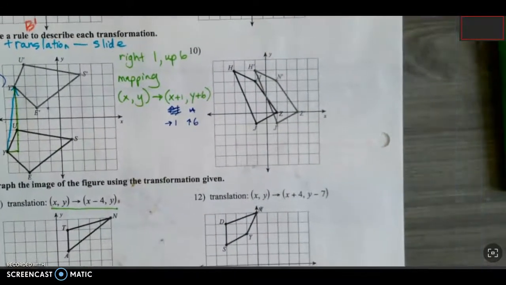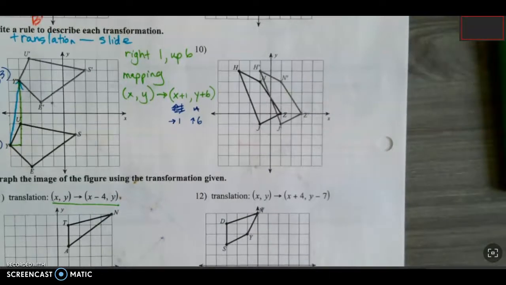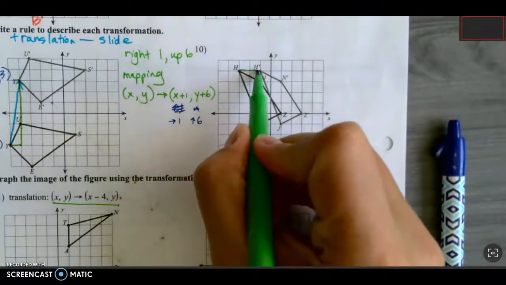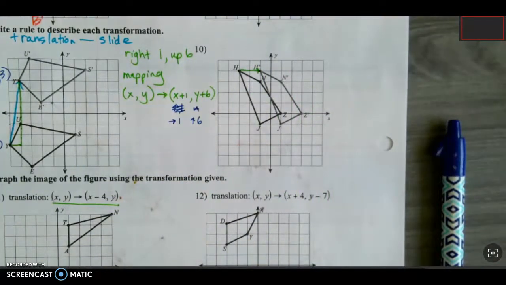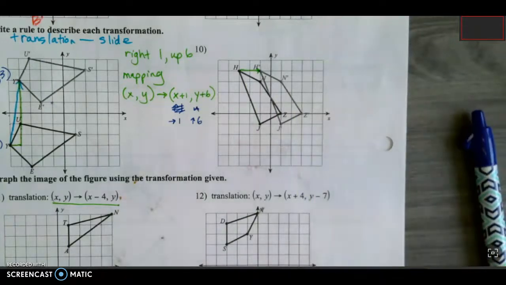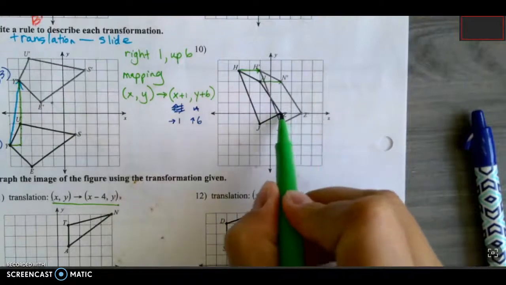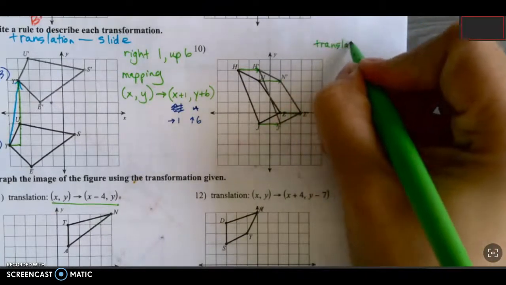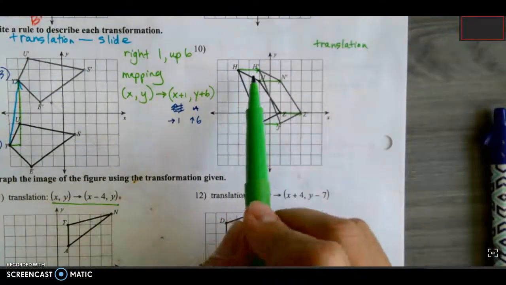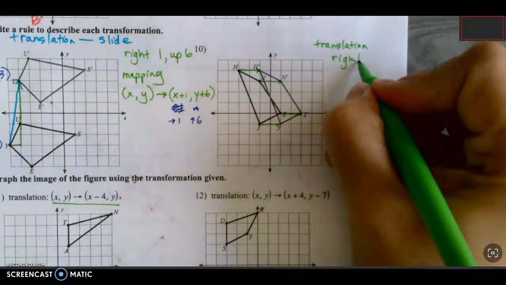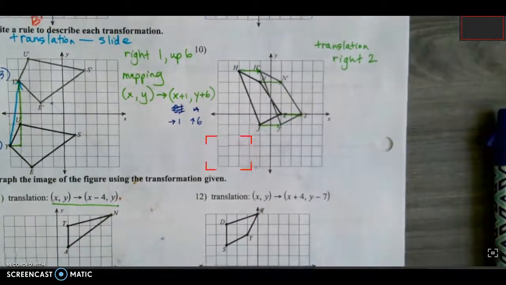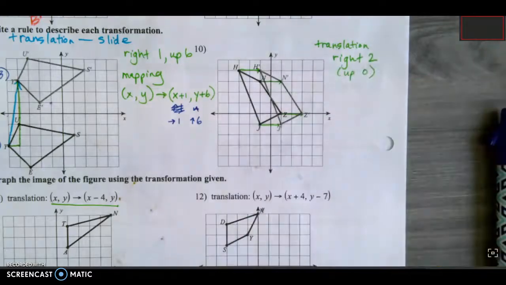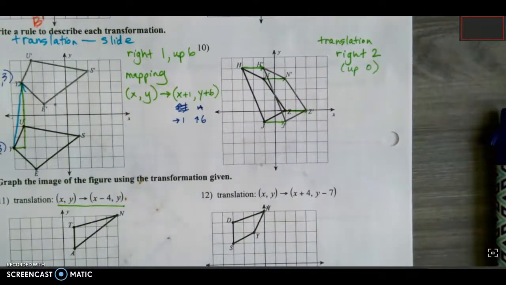Okay? Now, if we move to the next one, again, we have to identify which one is the starting point, which one is the ending point. And we start at h and we move to h prime. So go ahead and think, how would I describe that? Well, everything shifts the same distance. Okay, it's a slide. So it's a translation. And the whole thing slid right 2. And then we can ask ourselves, well, how far did it move up or down? Well, it didn't. And so I'm going to put up 0 here, because that helps us with our mapping notation.